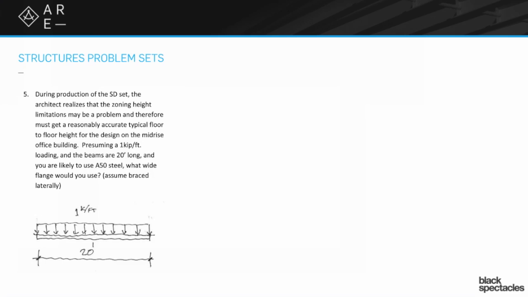Okay, so this is number 5. You're in the middle of the SD, the schematic design part of the set, and the architect realizes that the zoning height limitations may be a problem, and therefore must get a reasonably accurate typical floor-to-floor height for the design on a mid-rise office building, presuming a 1 kip per foot loading, and that the beams are 20 feet long. And you are likely to use A50 steel. What wide flange would you use?